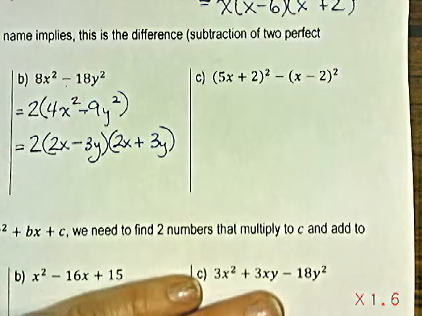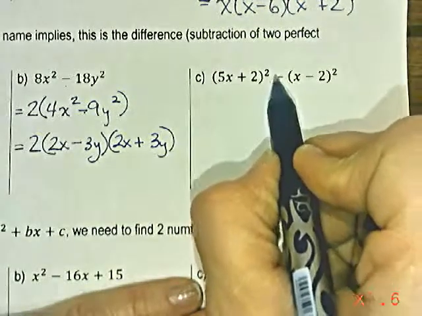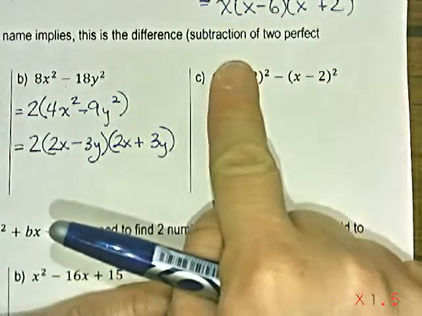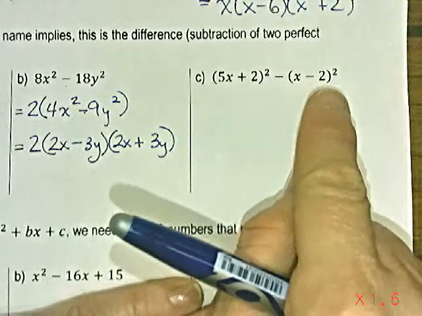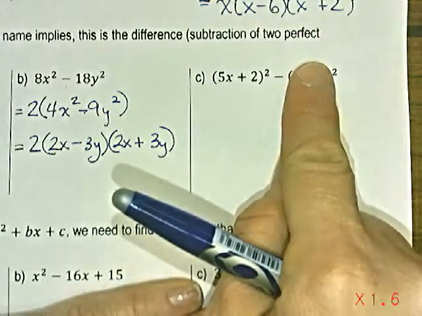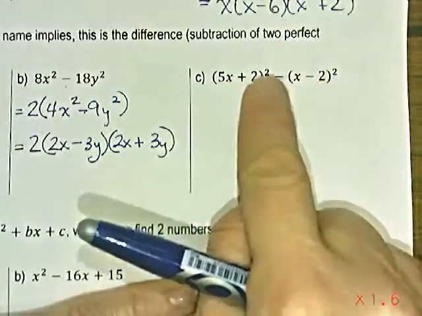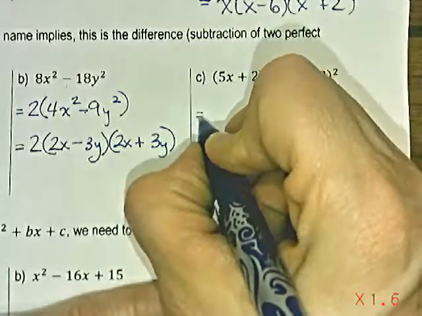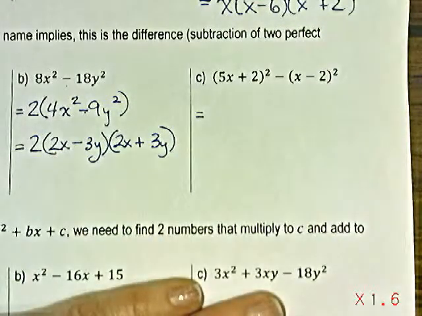This one is a little bit trickier. This one is sometimes hard for students to recognize as a difference of 2 squares, but I have a difference, and I have something squared and something squared. So I do have a perfect square on either side of my difference, and so I truly do have an ability to factor this as a difference of squares.